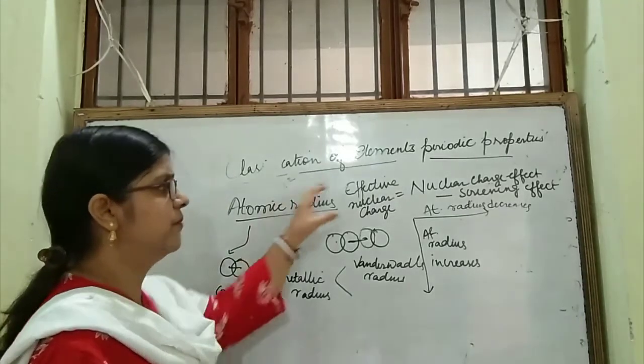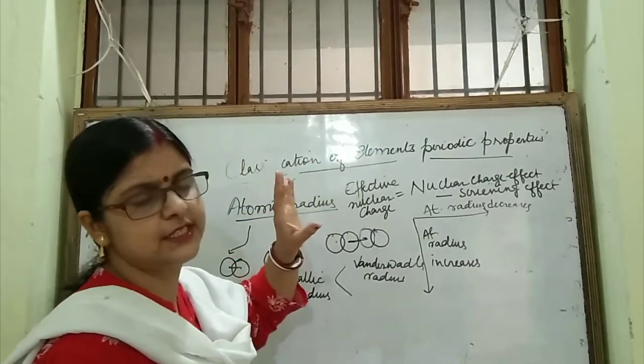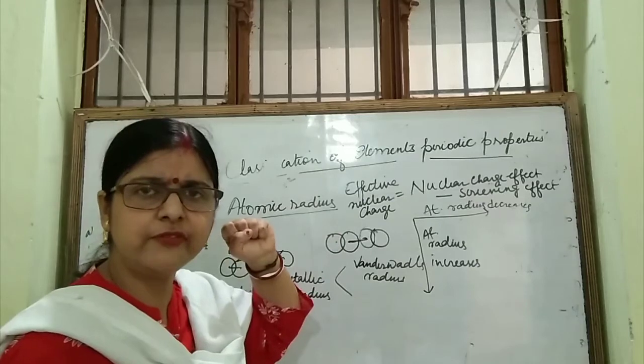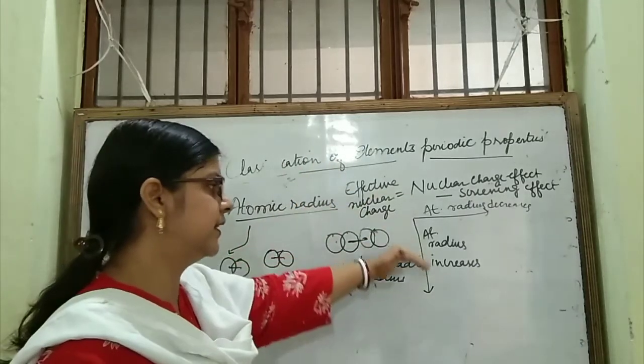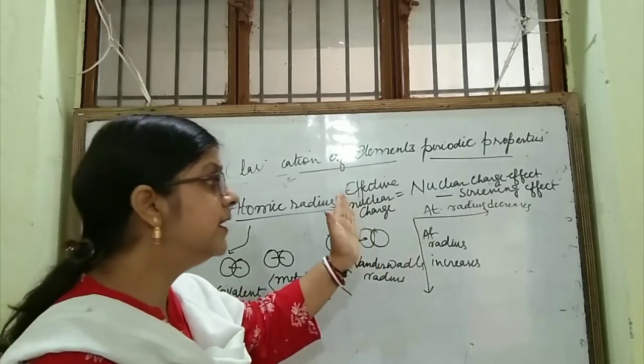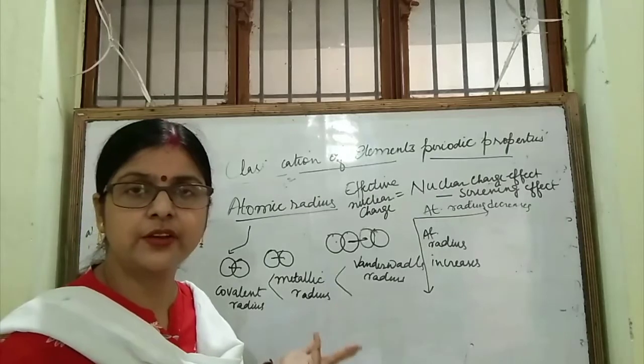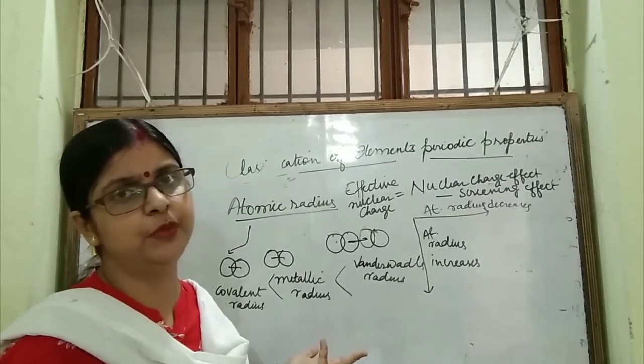All of us will remember the effective nuclear charge. What is that? That is nuclear charge effect minus screening effect, and that generally decreases from top to bottom, and increases from left to right in a period. So this is the trend of atomic radius that we can remember.